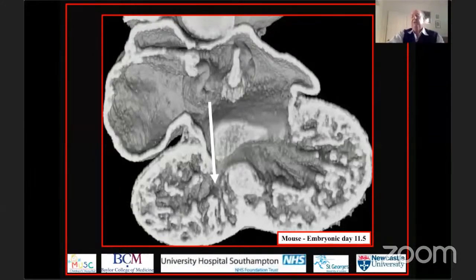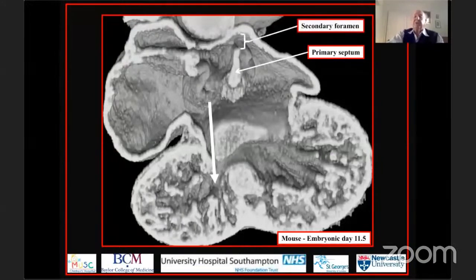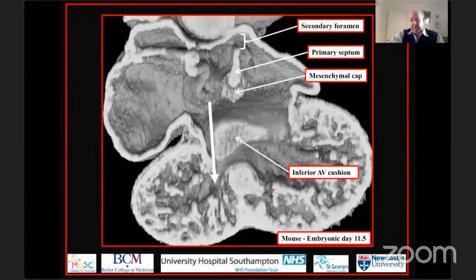And we can now see much better what is happening with atrial septation. Because there is the primary atrial septum and it is growing towards the atrioventricular canal. But note that it's broken down at its upper edge, where initially it originated from the atrial roof. And it is that breakdown that gives us the secondary atrial foramen. On its leading edge, we have a mesenchymal cap. And the mesenchymal cap is growing towards the inferior atrioventricular cushion. And it is the space between the mesenchymal cap and the inferior cushion that is the primary interatrial foramen.